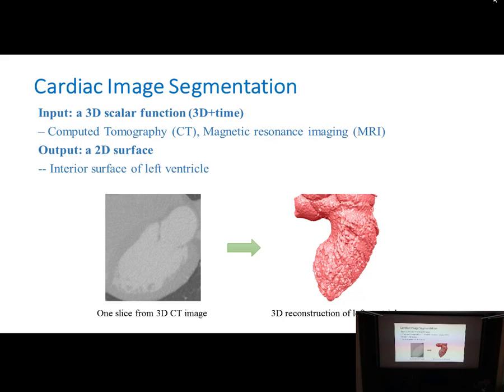So the goal is, with this input function, can you find a 2D surface that separates the space and blood inside the ventricle from the outside? Basically, you want the inner surface mesh of the ventricle. That's the goal.